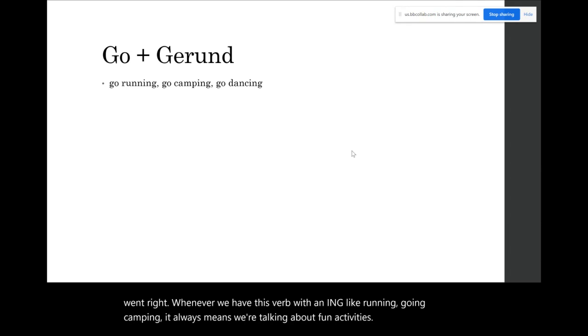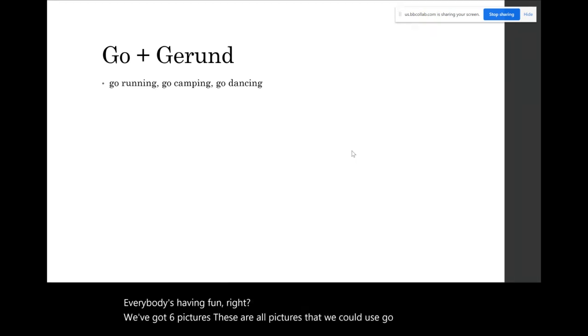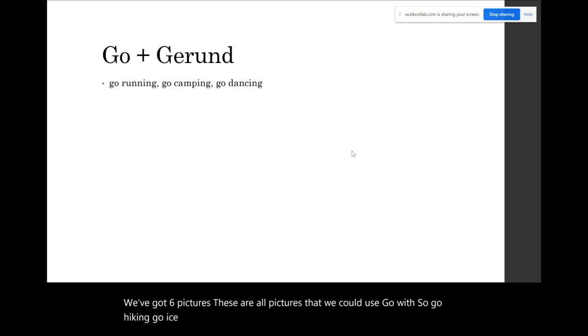Okay, so let's take a look at the book, page 344. Look at the pictures in the middle of the page. Everybody's having fun, right? We've got 6 pictures. These are all pictures that we could use go with. So go hiking, go ice skating, go running, go bowling, go sailing, and go snow skiing. Fun activities.